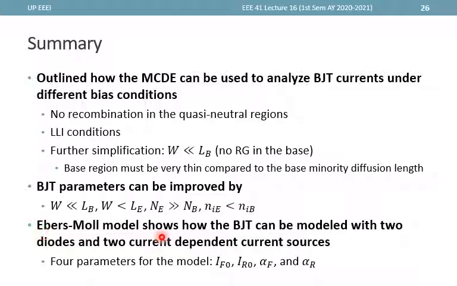Now for the Ebers-Moll model, we have shown how it can be used to model the BJT with 2 diodes and 2 current-dependent current sources, and the 4 important parameters for the Ebers-Moll model are IF naught, IR naught, alpha F, and alpha R. Although a word of caution, although this looks like they are constants, they are actually dependent on the biasing condition, since W appears in these constants, or quote-unquote constants, but in reality W depends on the bias voltages, since W is a function of the depletion widths, which depend on the bias voltage.